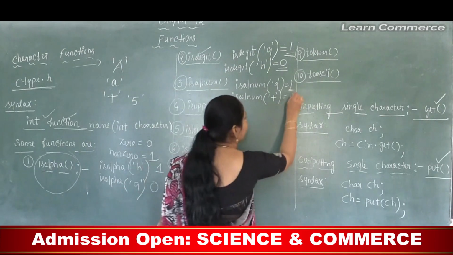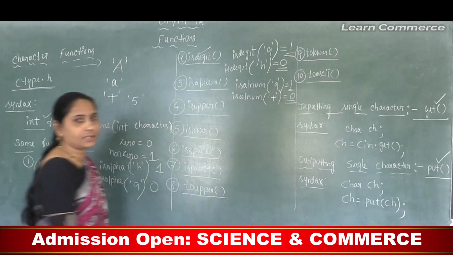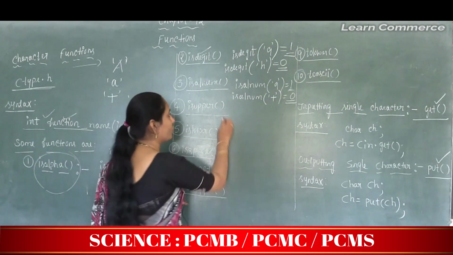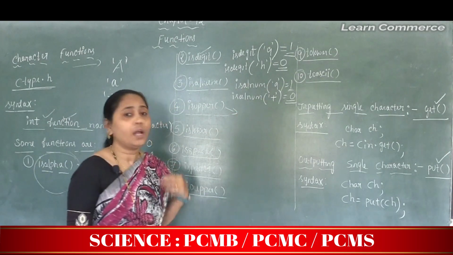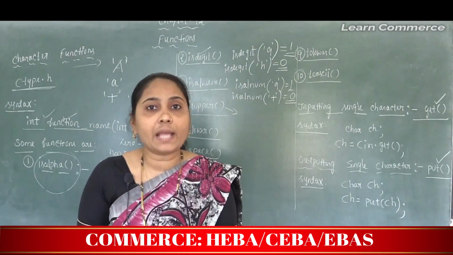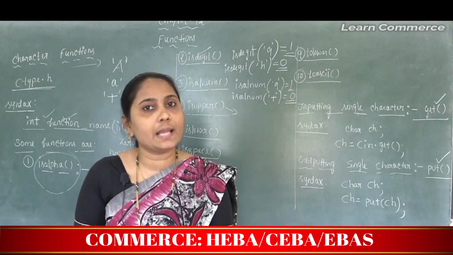The returning value is equal to 0. So that is the idea, okay. And later, next one is isupper. Why are we using this function isupper here? So we can say that it returns a non-zero value if the character is an uppercase letter, okay.